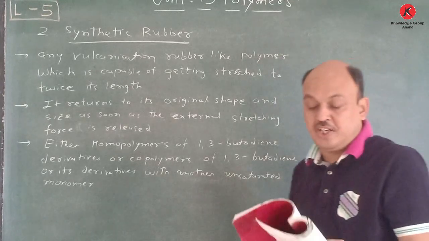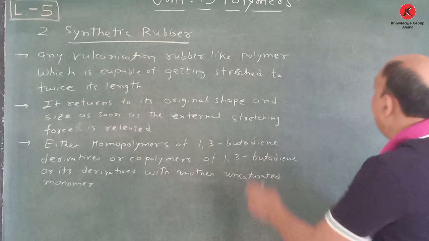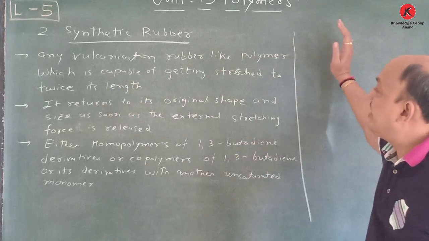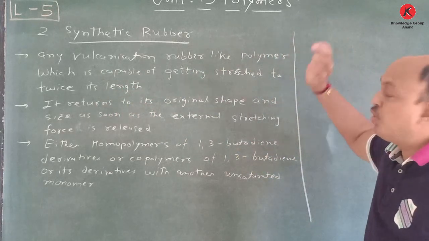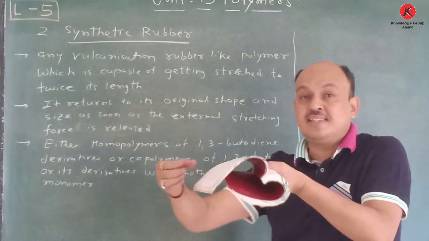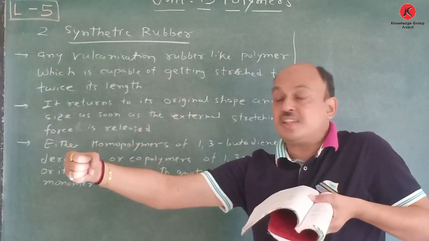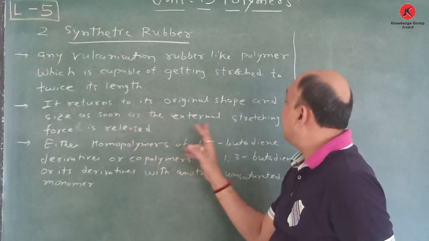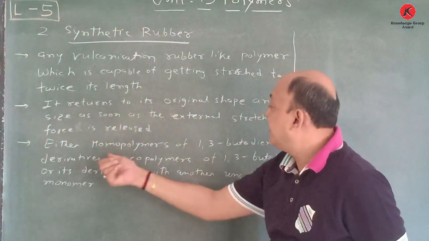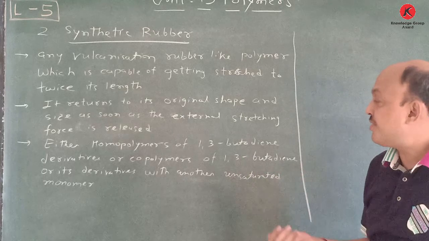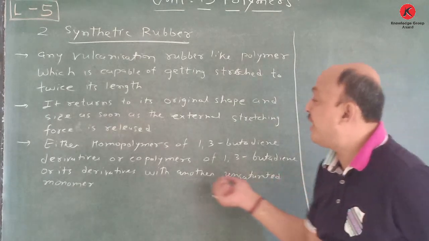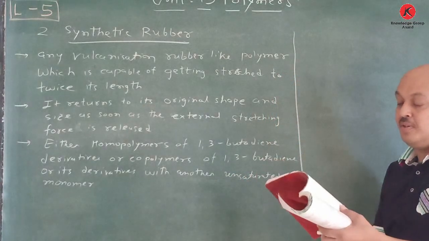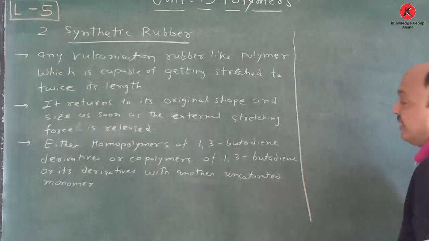Now we switch to preparation of synthetic rubber in terms of neoprene. Remember, any vulcanizable rubber-like polymer is capable of getting stretched to twice its length. That means whatever length is there, it is stretched to twice. It returns to its original shape and size as soon as the external stretching force is released. Either homopolymers of 1,3-butadiene derivatives or copolymers of 1,3-butadiene or its derivatives with another unsaturated monomer. So this is all about synthetic rubber. Now preparation of synthetic rubber.